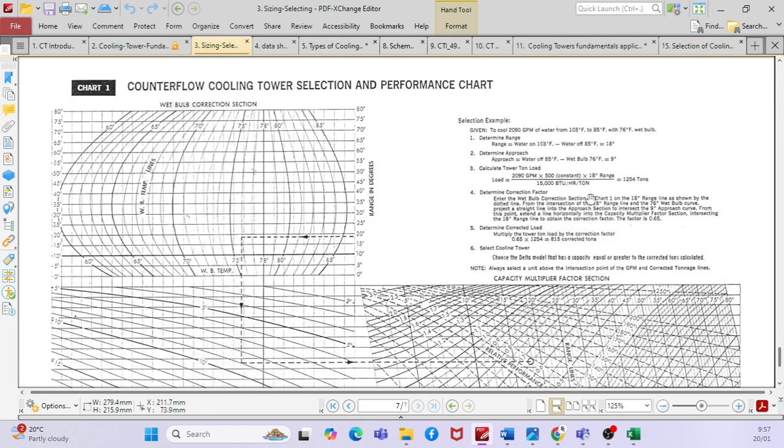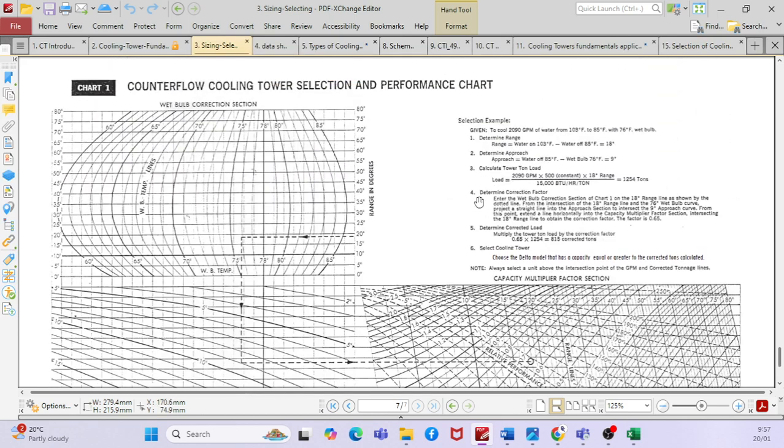Basically, this is what the manufacturer will do, but just for your understanding. What is the purpose of the correction factor? See, enter the wet bulb temperature. You have to find out the correction factor here. Do we do this generally? I'm asking because when you do the cooling tower capacity, you do all these things.